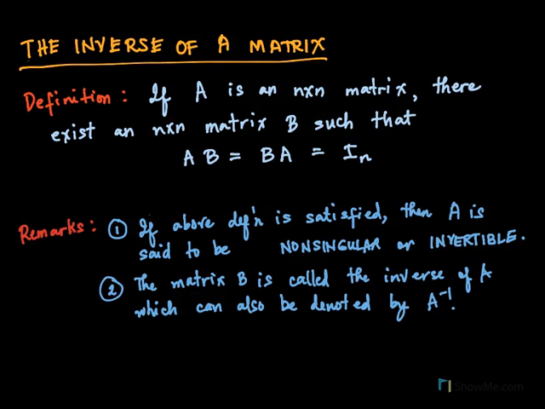In this video, we will discuss the concept of inverse of a matrix. By definition, if A is an n by n matrix, then there exists an n by n matrix B such that the product of A and B is equal to the product of B and A, and that is equal to I sub n. Now, I sub n here is what you call an identity matrix.